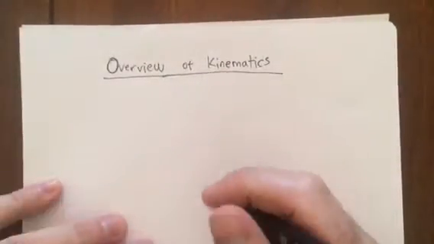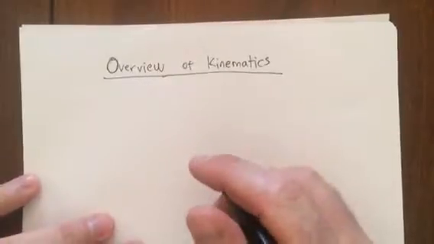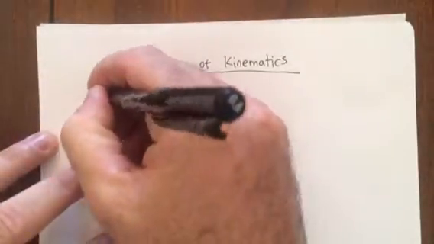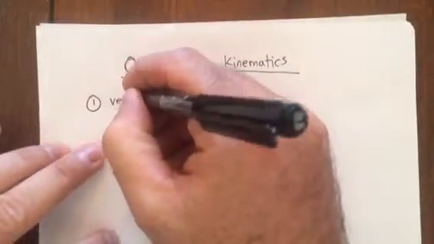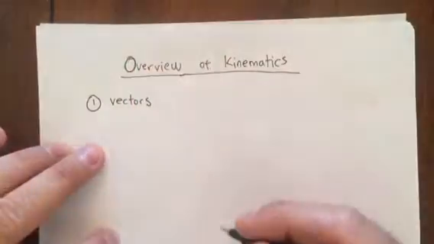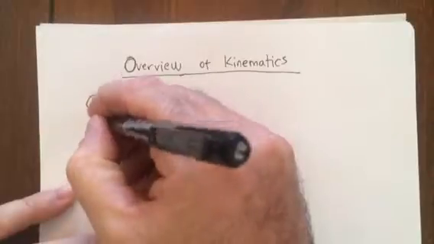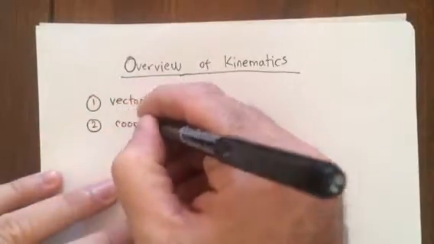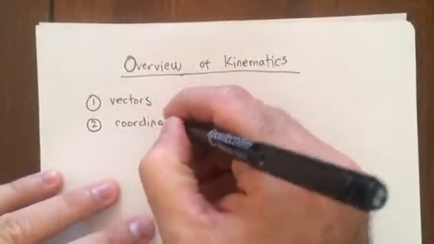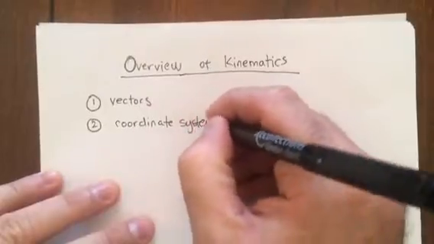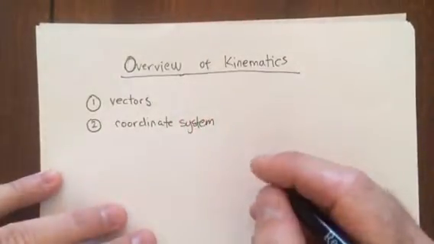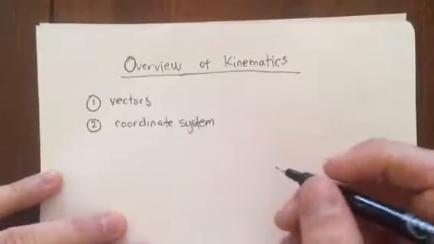Quick little overview of kinematics. I'll take you through this one by one. The first thing that we're going to talk about are vectors. These are going to be important when describing motion. We also need to talk a little bit about coordinate systems, because we need to know where things are, their position, and which direction they're going.